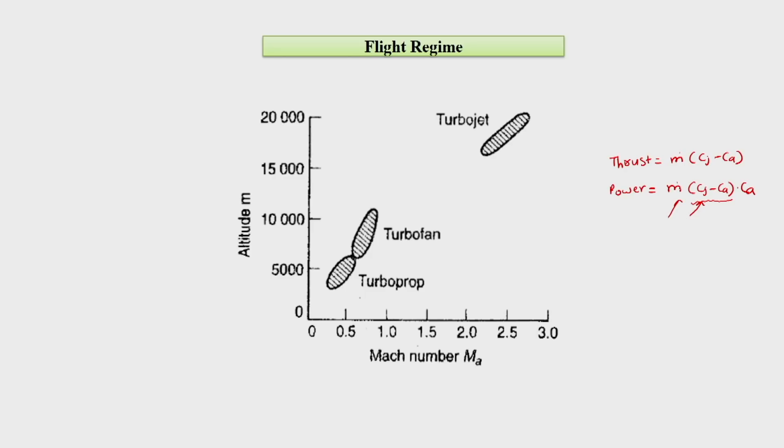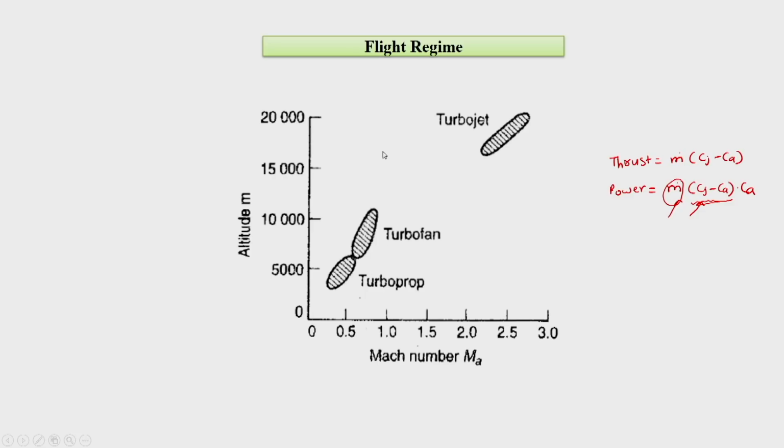So, the turboprop engines are based upon higher m dots, but they deal with lesser Cj minus Ca, and that is why they have higher propulsive efficiencies. But the problem with the turboprop engine is, since they deal with a higher mass flow rate, they cannot go for higher altitudes, and there is a limitation on the rotation speed of the propeller, so they can't go to higher Mach numbers also.